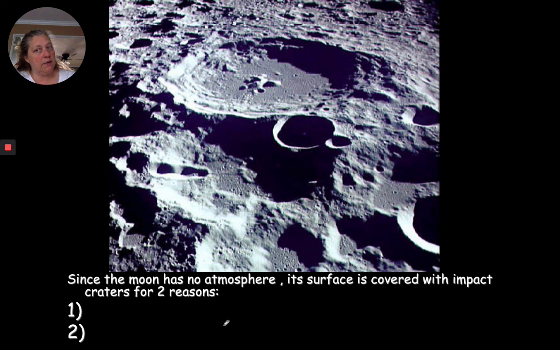And again, let's go over this one more time. Since the moon has no atmosphere, its surface is covered with impact craters for 2 reasons. What's the first reason? There's no atmosphere, so there's no what? Meteors will not do what as they're approaching the moon? Friction. They won't burn up. There's no atmosphere to burn up in. 2, what happens on the moon stays on the moon. Why? Because the moon has no atmosphere, therefore there are no agents of weathering and erosion. So all those scars that were made are still there. The footprints that the astronauts left on the moon, still there. The tire tracks from the moon buggy, still there.